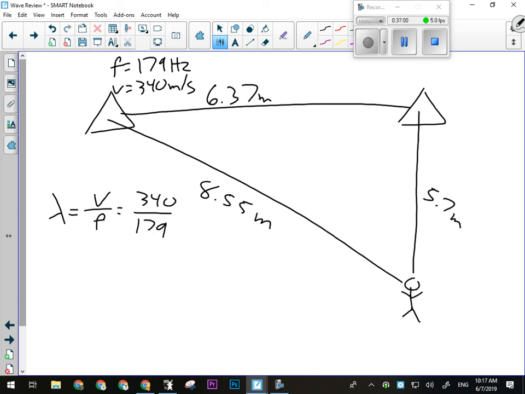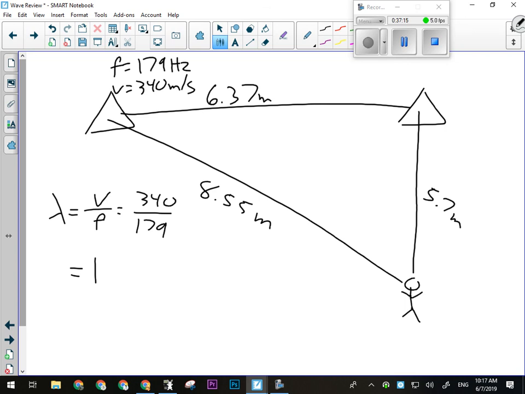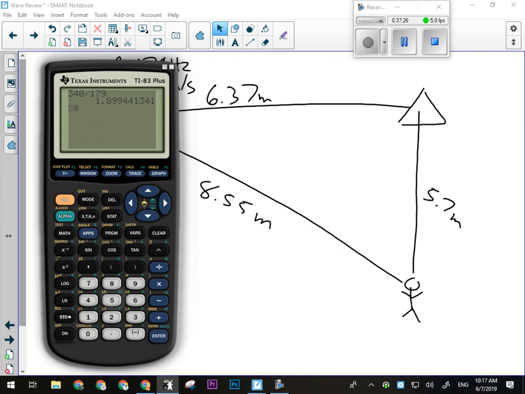over 179 is 1.9 meters. Okay, so we've got that. Now we can calculate how many wavelengths it is from each speaker by simply dividing it by that number. So we'll take the 5.7 and divide it by 1.9. So it's three wavelengths on that side.